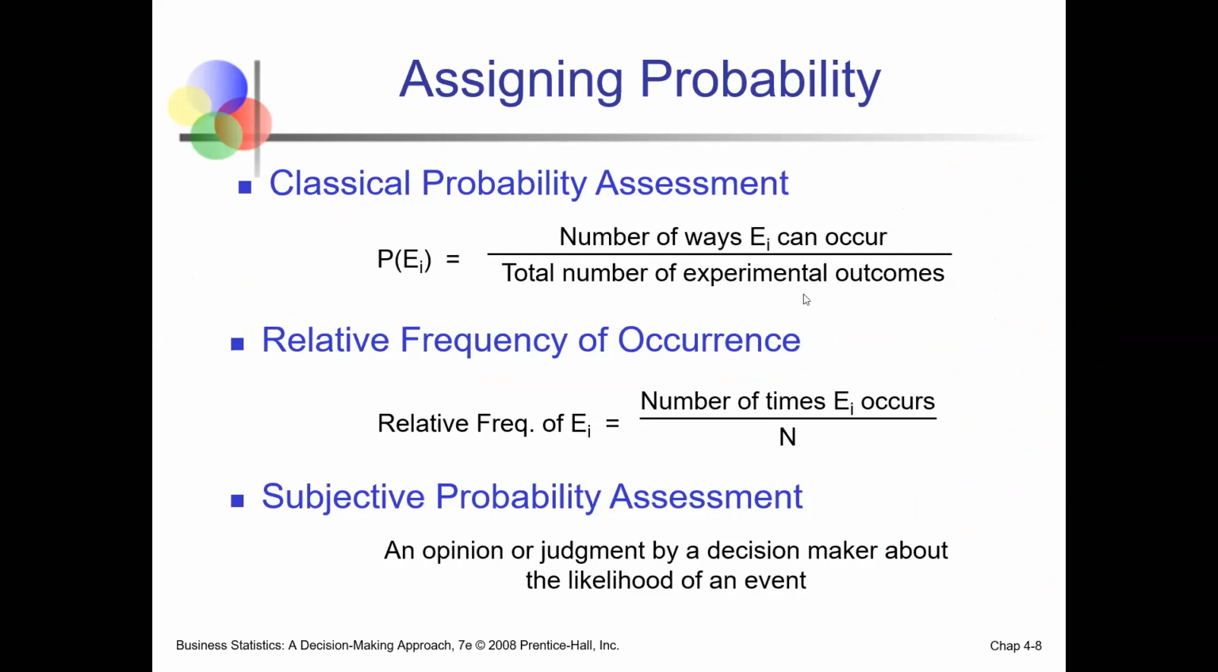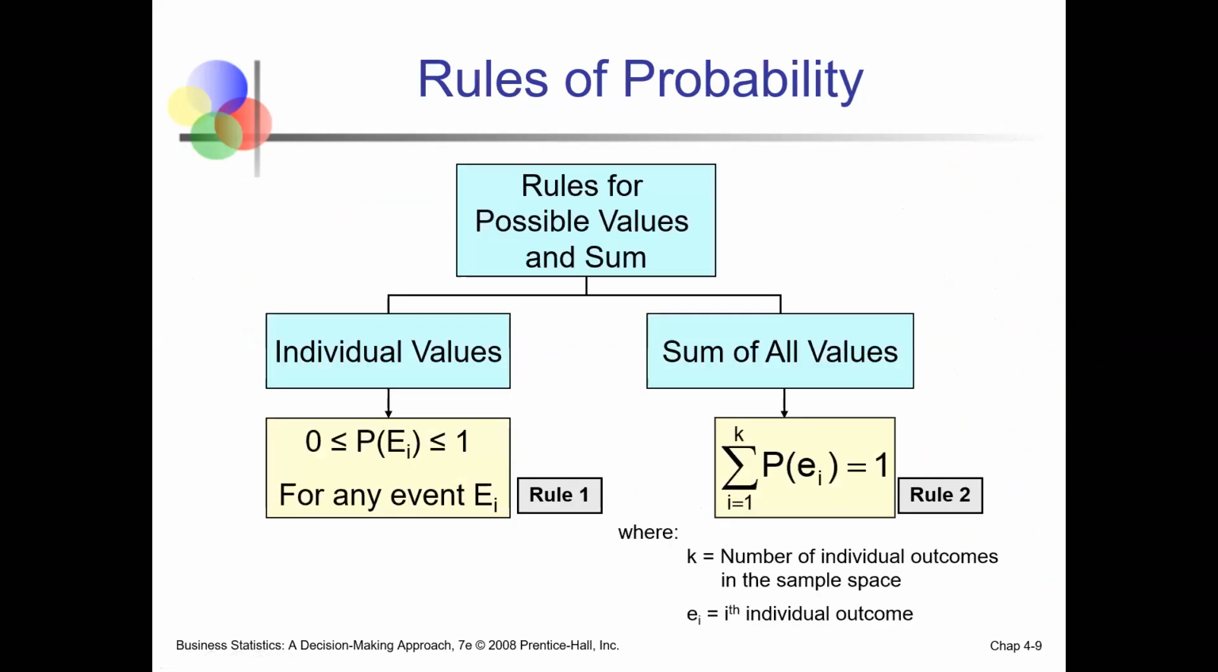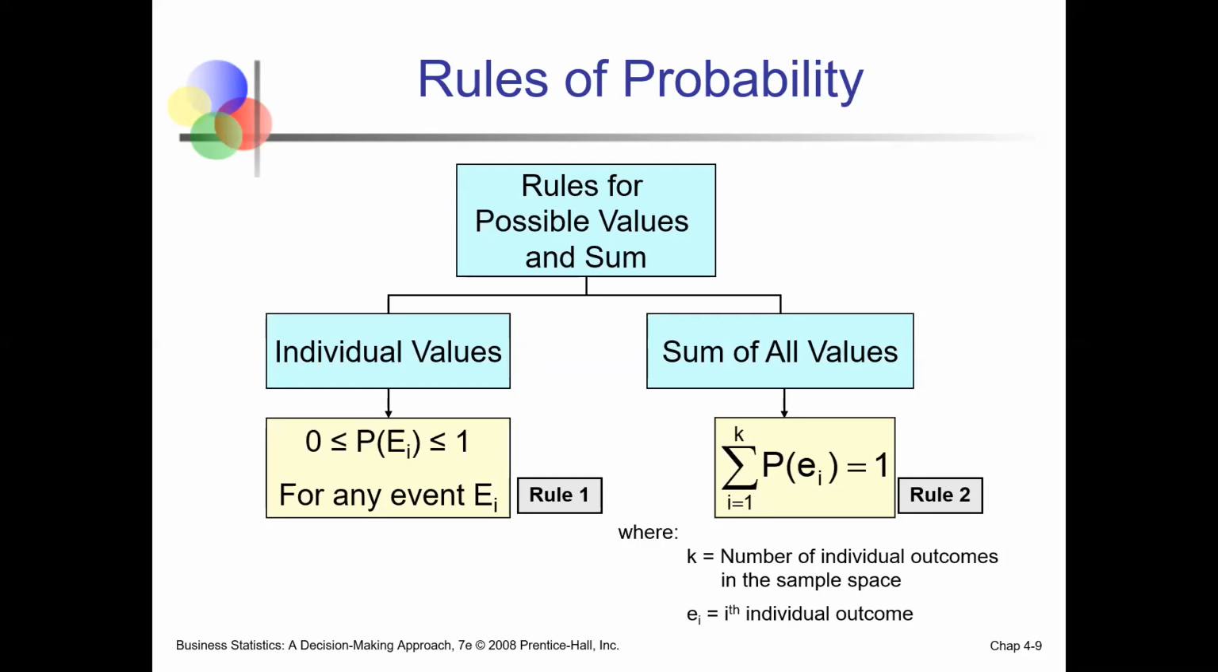Now we are going to go forward to the next step. We have rules. Rules are like individual values and the sum of all values. In the first step, you know that the probability lies between 0 and 1. So we are starting the value from zero. Zero means we have no chance of occurrence of anything. One means a sure event, like we can say that it certainly happens. So probability lies between zero and one.